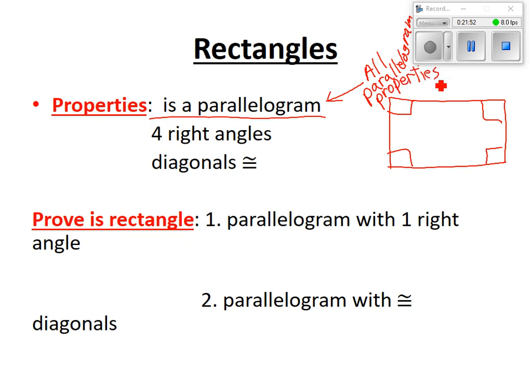Opposite angles are congruent. Consecutive angles add up to 180. So on, so on, so on. Because a rectangle is a what? A parallelogram. All right? Does that mean all parallelograms are rectangles? No. No, but all rectangles are parallelograms.